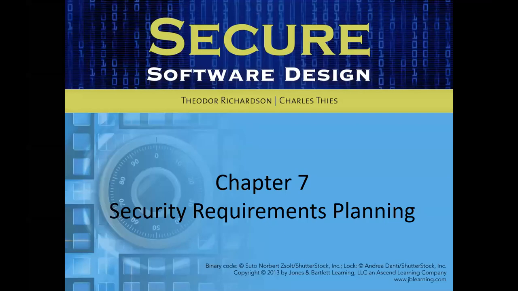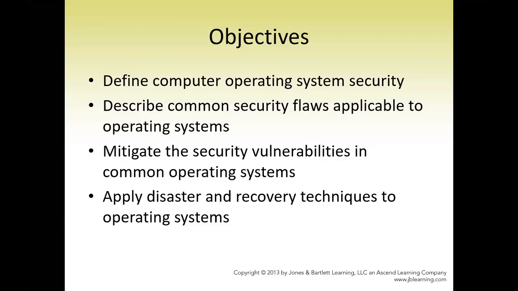Okay, today we're going to talk about security requirement planning, what we need to have in order to plan for security in developing applications. This is the objective of this chapter: defining computer operating system security, describing common security flaws, mitigating the security vulnerabilities, and applying disaster recovery techniques to operating systems.